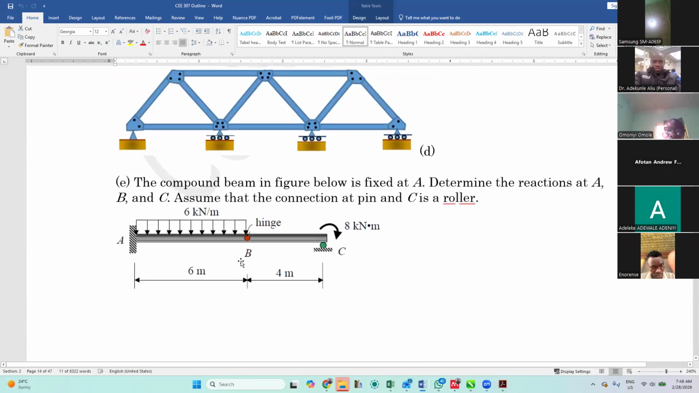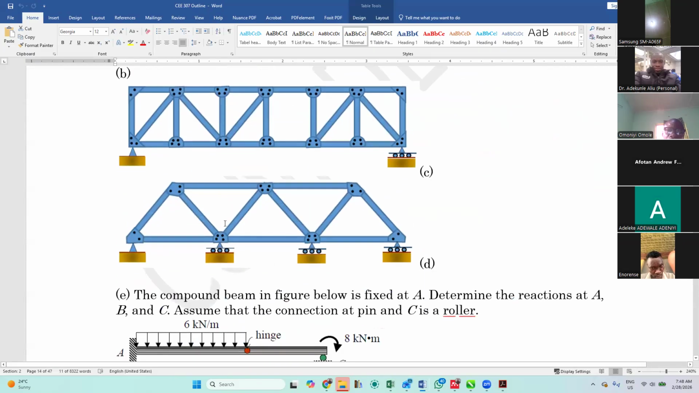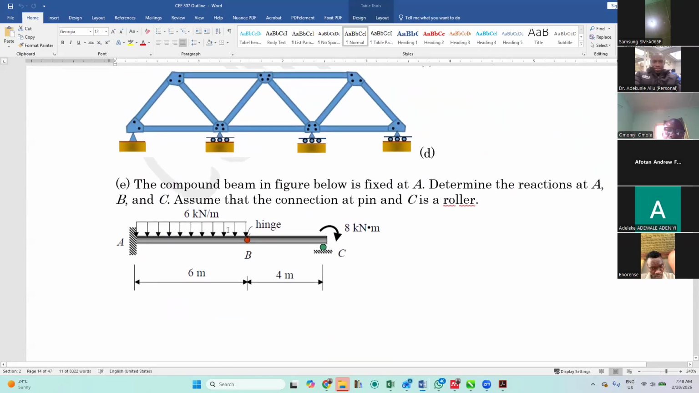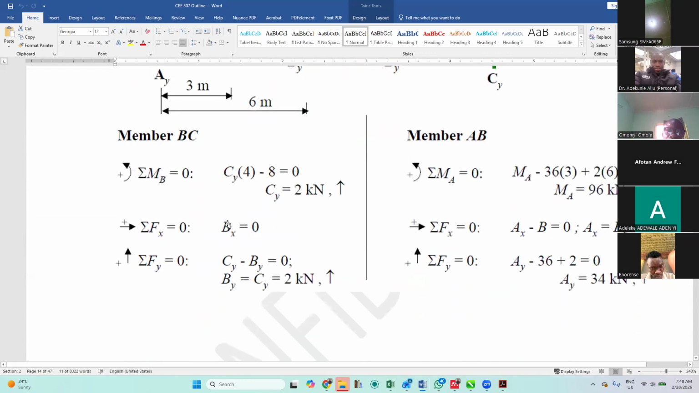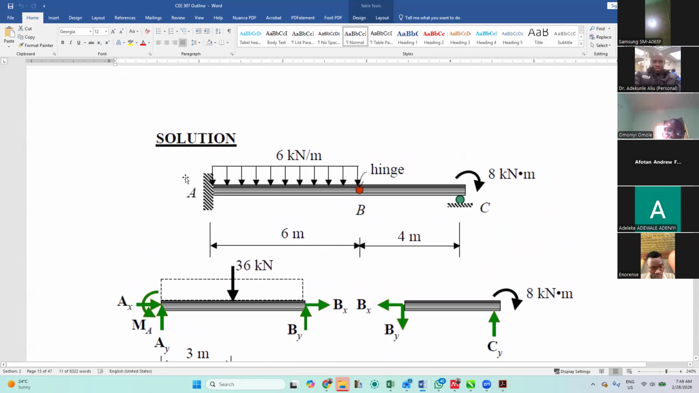So let us look at what we have. Actually, I shouldn't waste time on this. I believe everybody can do that one. Let's look at this particular member. I believe people can resolve this particular member. Can you resolve it? Can you calculate the reaction at A, reaction at C, and everything? I believe you have done it before now.